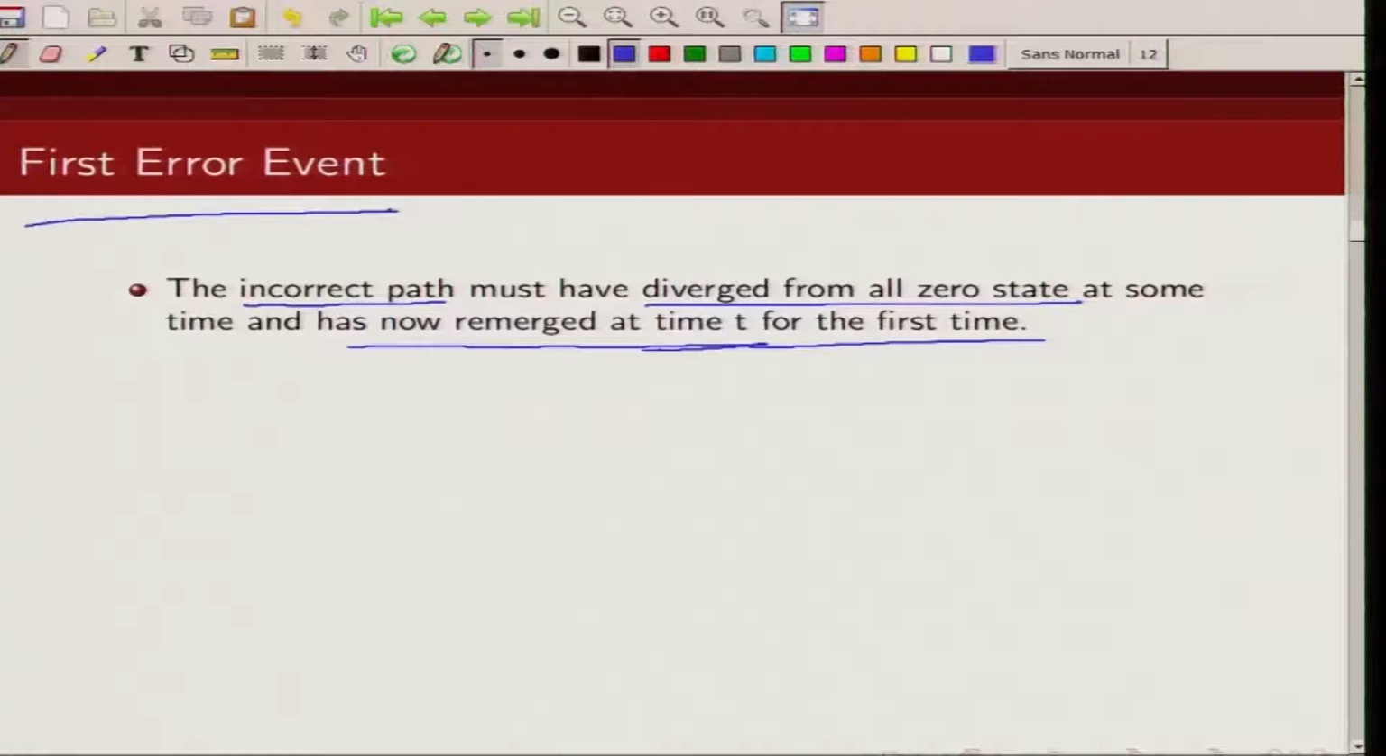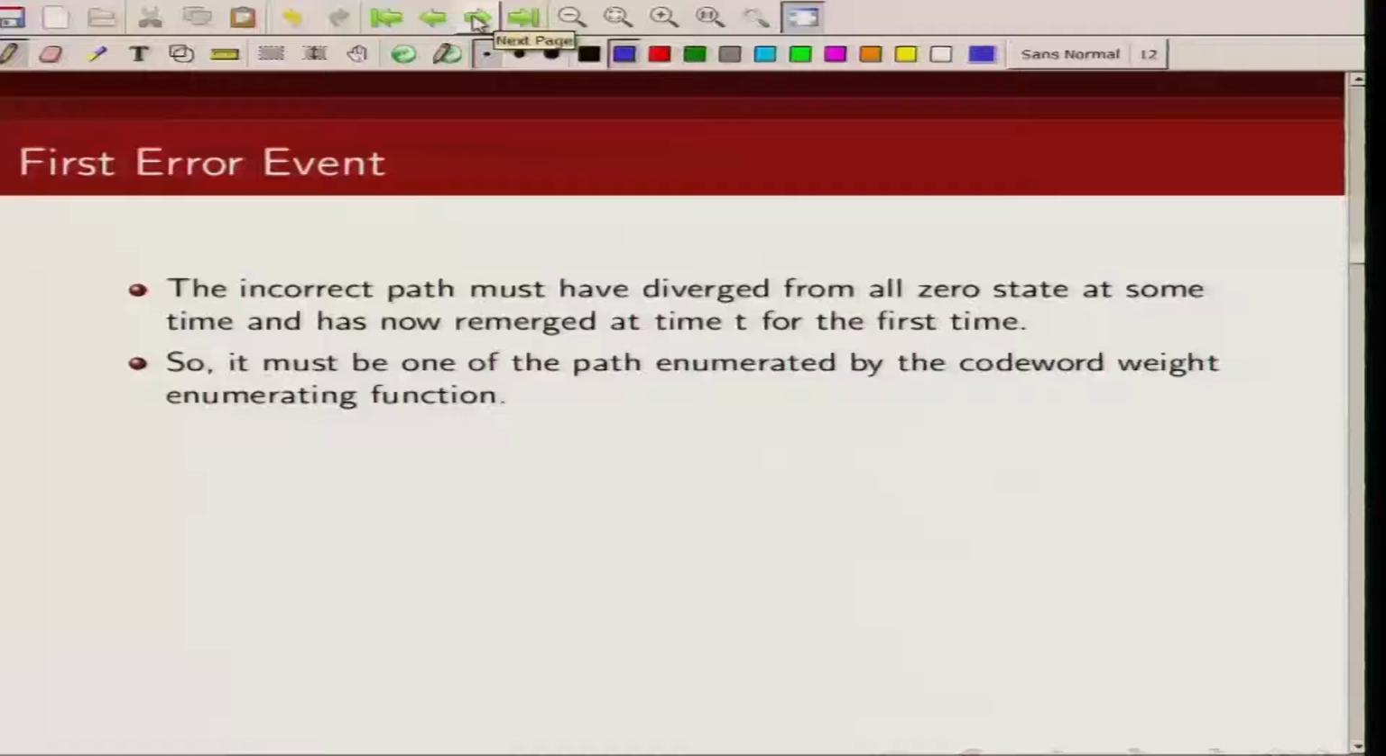So, that is what we call the first error event. At a time t, when we are deciding in favor of some path other than the all 0 path, that means this is the time when this other, incorrect path has merged into the all 0 state. At some time in the past it would have diverged from the all 0 state, and now at time t it is merging back into the all 0 state.